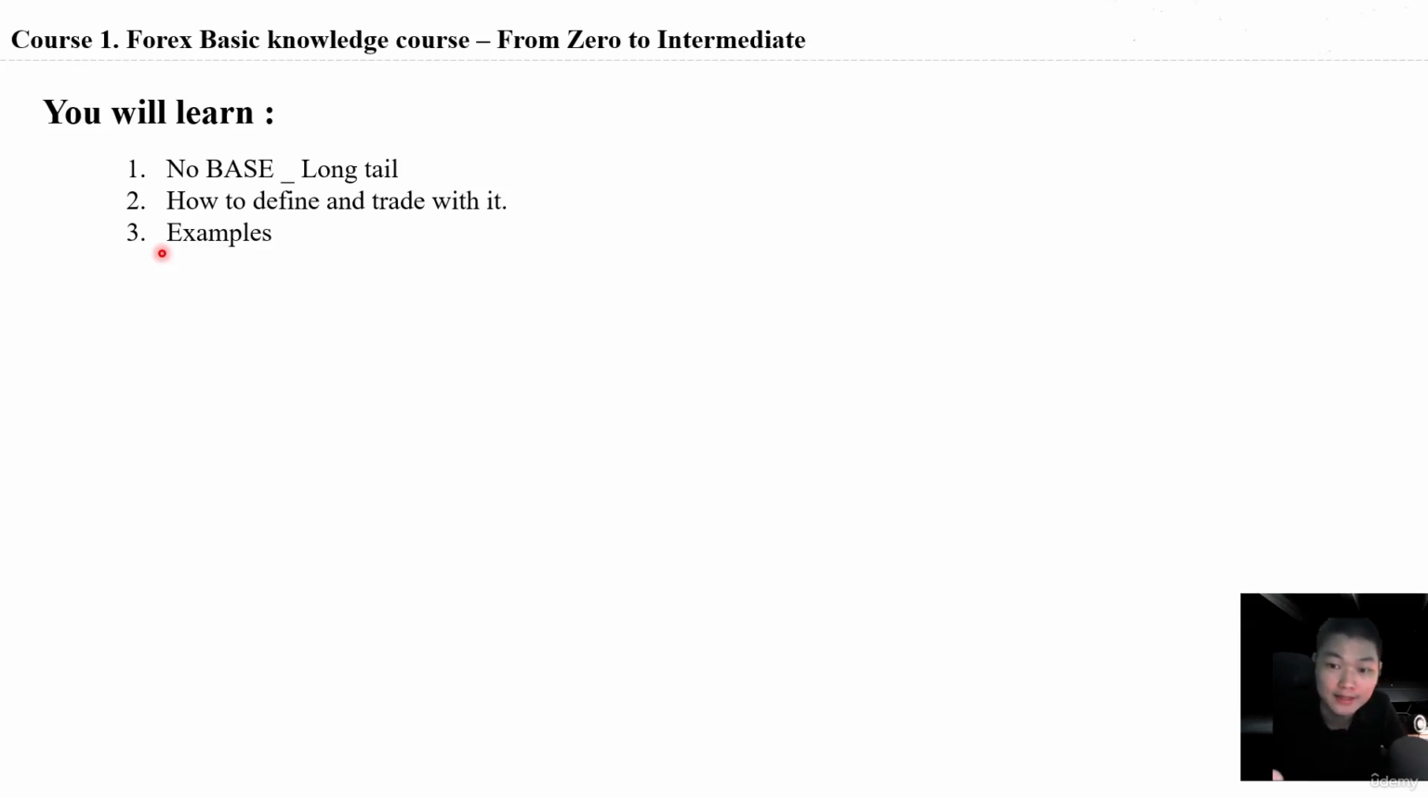Hello and welcome back to my lesson. In this lesson we're still learning how to draw supply and demand, and this special case is a node base and long tail. I will guide you how to define the supply and demand for this case and how to show it. And the last part is some examples for you to understand this lesson fully.